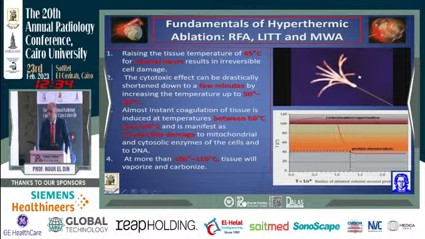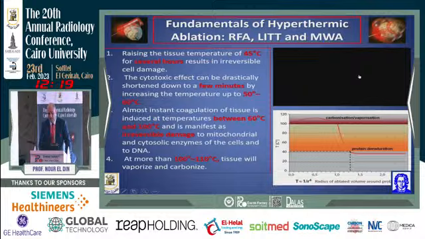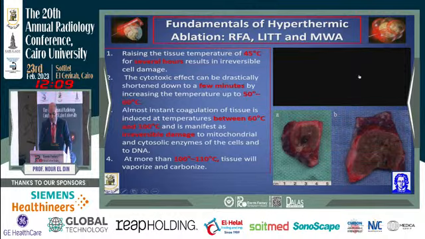And by increasing the temperature above 45, we can induce protein denaturation, and getting the temperature above 100 will make the coagulative necrosis of the tissues more rapid, but induces also carbonization and also gas production and vaporization.